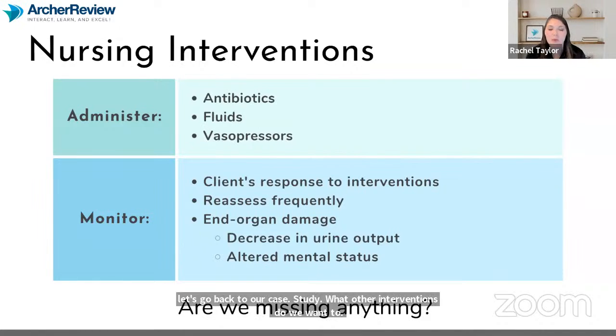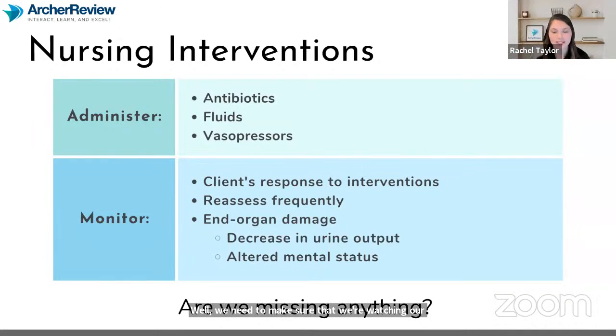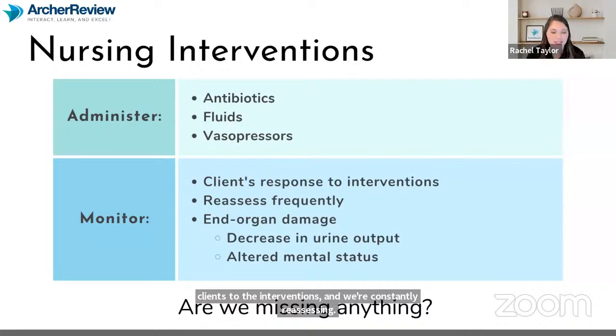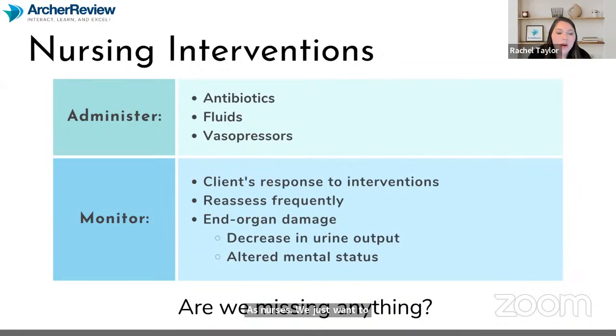Well, we need to make sure that we're watching our client's response to the interventions and we're constantly reassessing. As nurses, we just want to reassess, reassess, reassess. So what we're going to do is start with broad spectrum antibiotics after we had already drawn those blood cultures. We got 2 sets of blood cultures, then we're starting on a broad spectrum antibiotic. Once we get the results of those blood cultures, that's when we can go more specific.